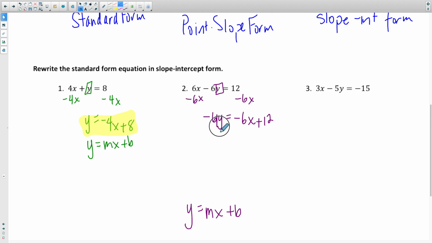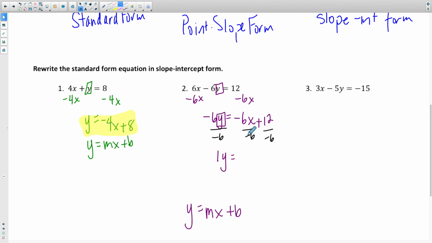Okay, we're not done. We're still solving for y. So I need to get rid of my negative 6. How do I get rid of negative 6? I divide. And remember, I have to divide everything by negative 6. So now negative 6 divided by negative 6 is 1. So I could call this 1y if I wanted to. But I think we know by now that we don't really need that 1. But you can have it if you want to.